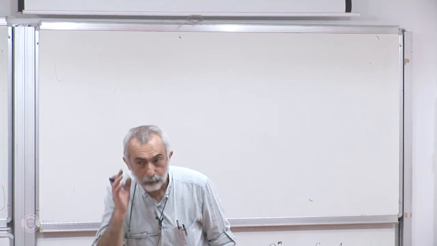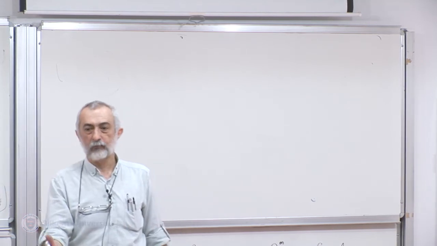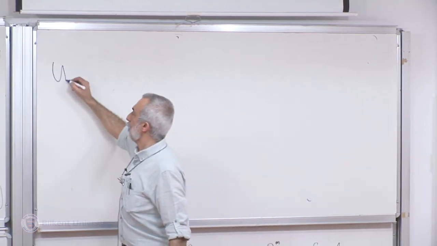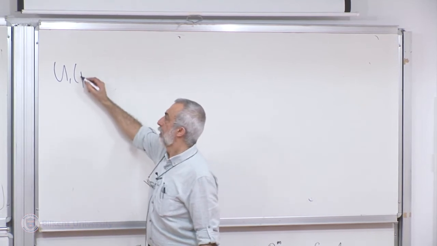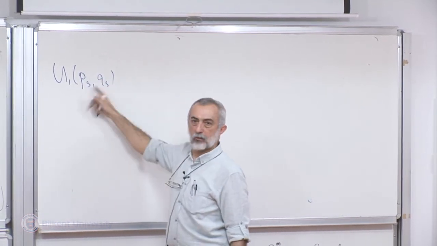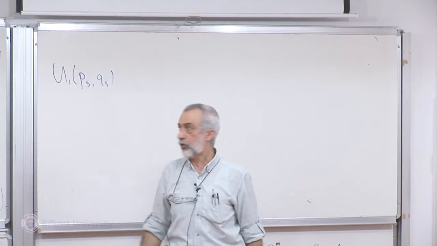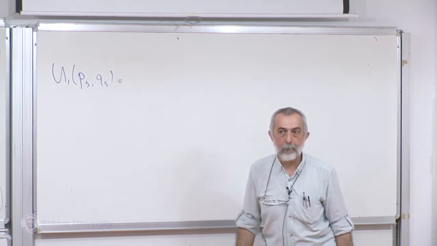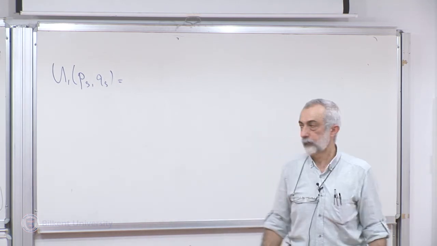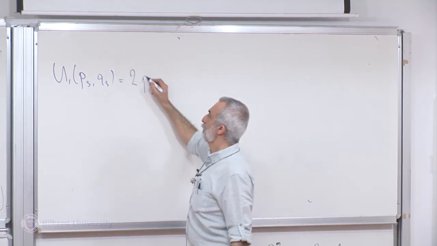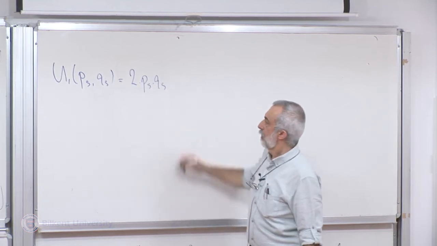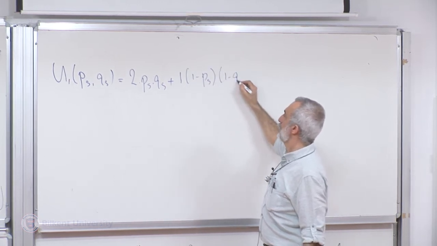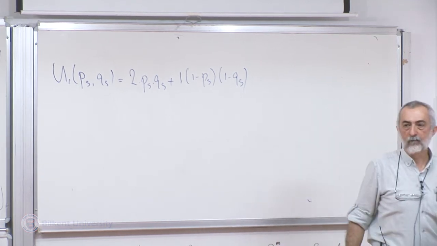Like the numerical representation. Use the numeric representation. Find the maximizers of the numerical representations. So U1 of PS, QS. Again, we don't need PO, QO, because once we know PS, we know what PO is. So what is that number equal to? So 2 times PS, QS, 1 times 1 minus PS, 1 times QS.